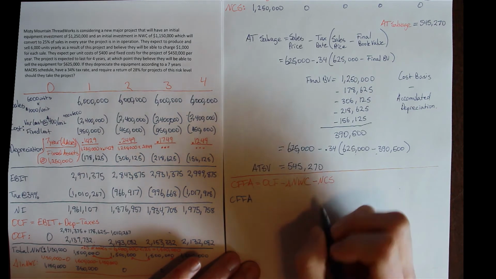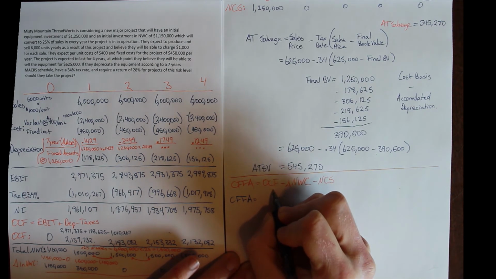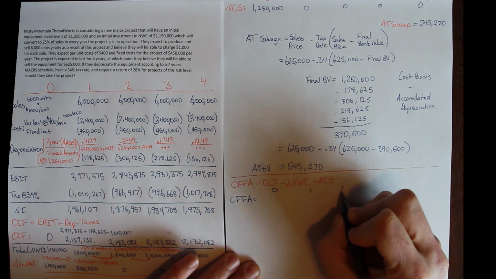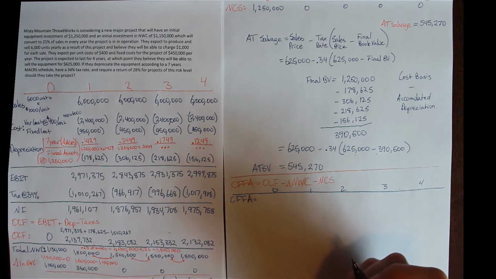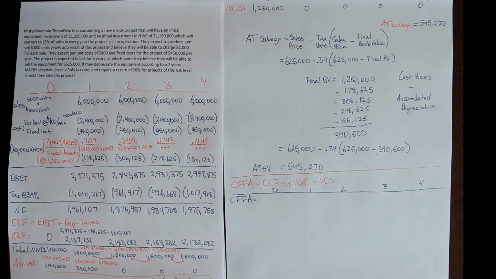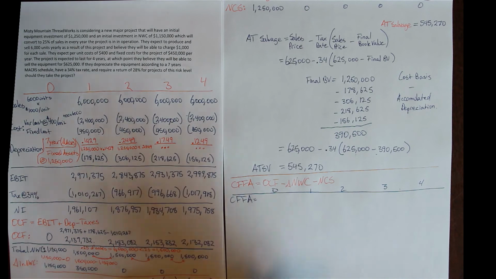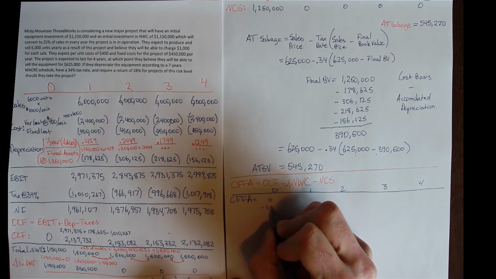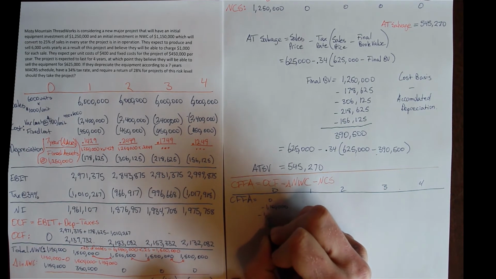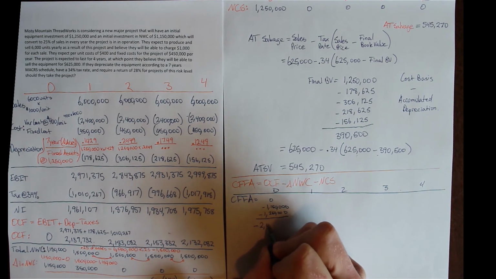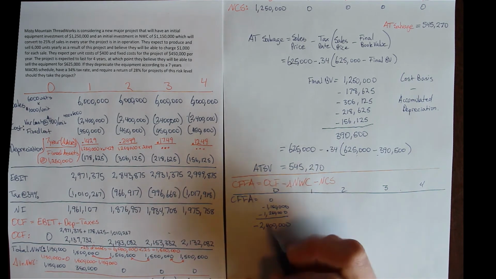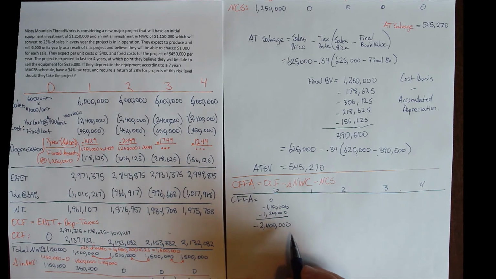All that remains is for us to do the algebra. Cash flows from assets. And here's our timeline again: 0, year 1, year 2, year 3, year 4. Operating cash flow minus the change in net working capital minus net capital spending. We're in year 0, there's 0 operating cash flow. The change in net working capital is 1,150,000, and net capital spending is 1,250,000. So 0 minus 1,150,000 minus 1,250,000 gives me a cash flow from assets of negative 2,400,000. And this is what we expect. Our year zero cash flow should be a big negative investment.